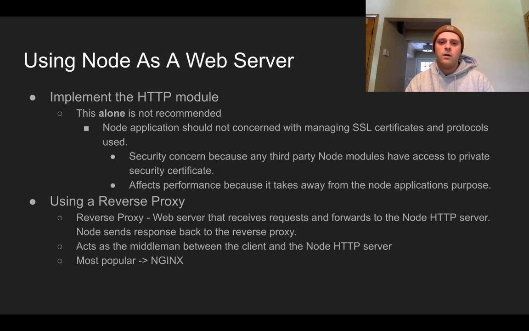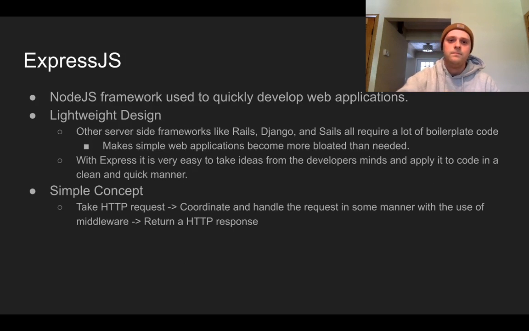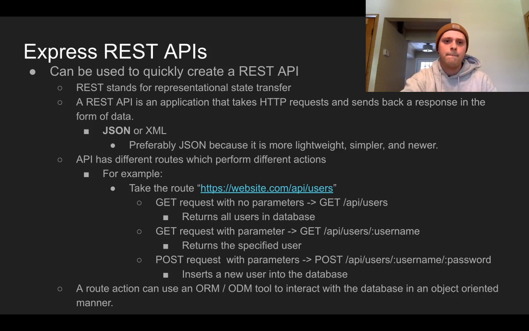The most popular reverse proxy available is probably Nginx. Now moving on to ExpressJS, it is a Node.js framework that is used to quickly develop web applications. It has a lightweight design compared to Ruby on Rails, which uses a lot of boilerplate code to get it up and running. And it uses a simple concept where you take an HTTP request, you coordinate and handle that request in some manner with the use of middleware, and then you return a response.